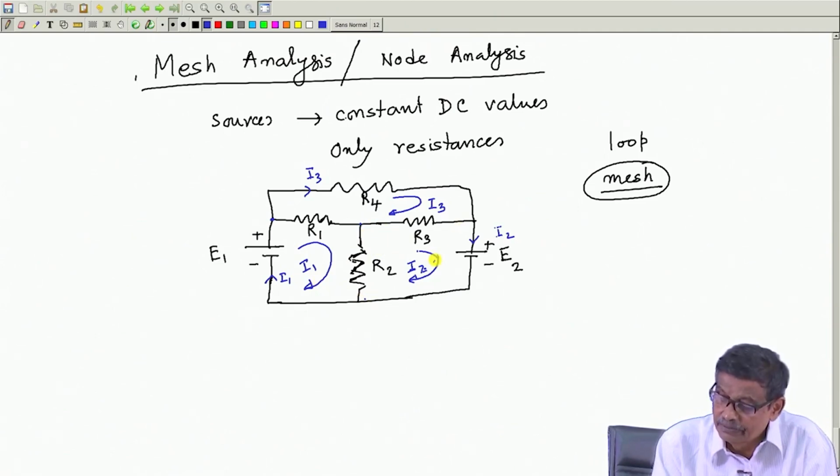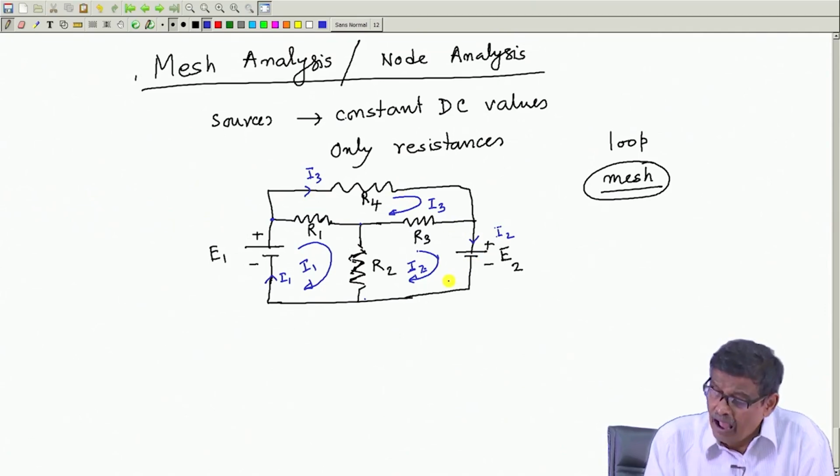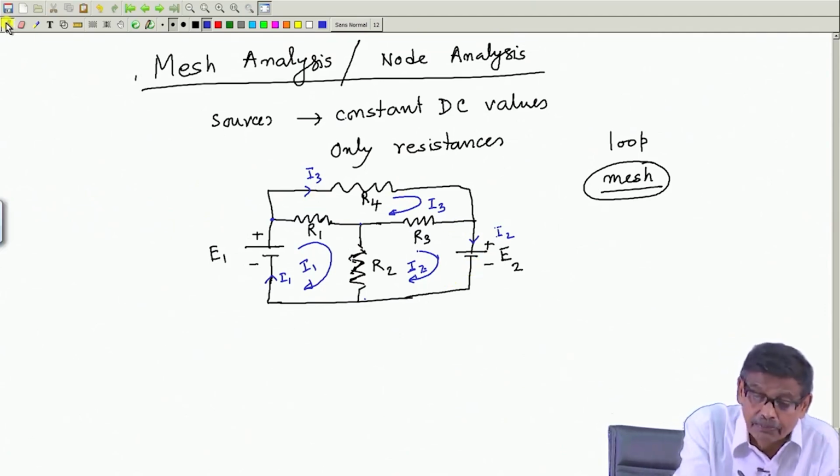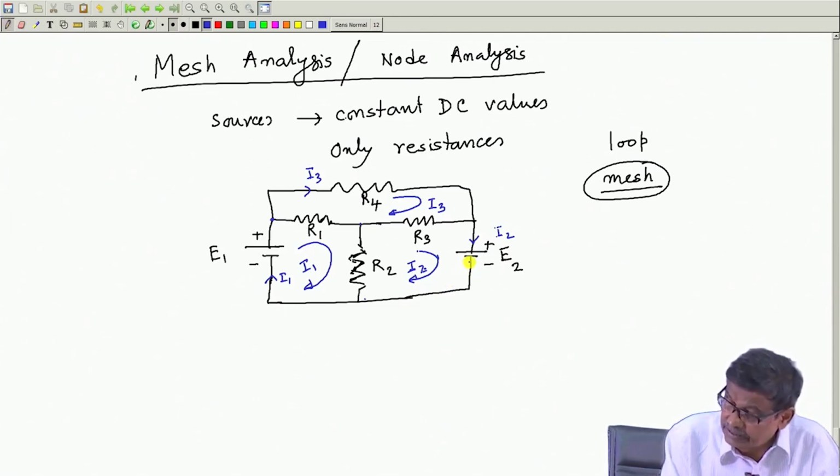This branch current will be I 2 minus I 3 from left to right, and in this branch of course, this is I 3, this is I 2. Also, I will connect at this point, which is not necessary, but let me connect another resistance here, R 5, in this network.